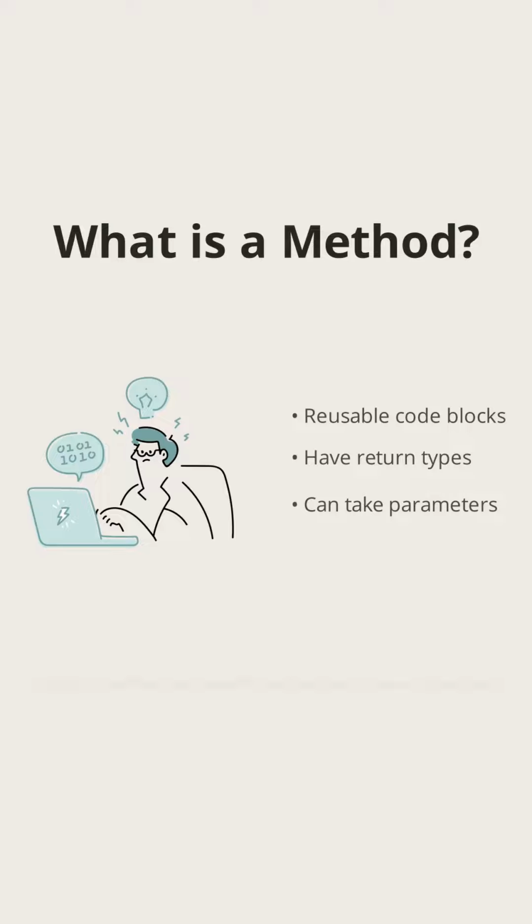Think of methods as reusable instructions, like a recipe you can follow whenever you need to bake a cake. Methods have a name, a return type, and can accept parameters. For example, you might have a method called calculateSum that takes two numbers and returns their total. Methods are defined inside classes and can be called on objects or statically, depending on how they're declared. They help keep your code organized and make it easier to maintain.